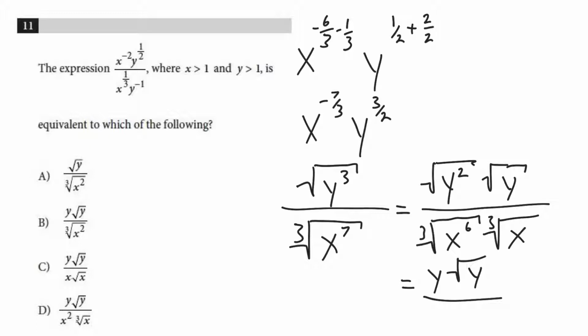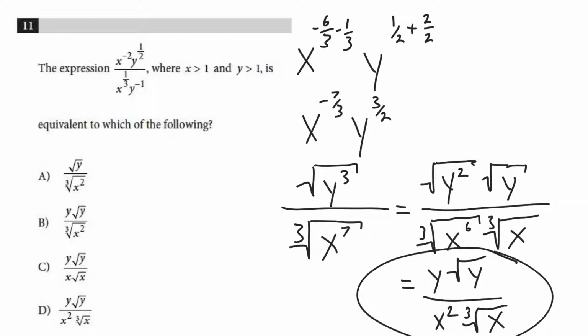Alright, our denominator, we have the 3rd root of x to the 6th. What value times itself 3 times equals x to the 6th? Well, that's going to be x squared, and then we have the 3rd root of x. Okay, so there is our solution, and I see that we have a solution here, D.